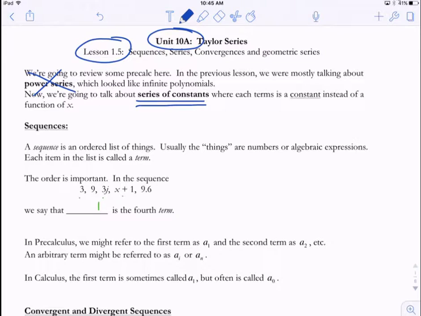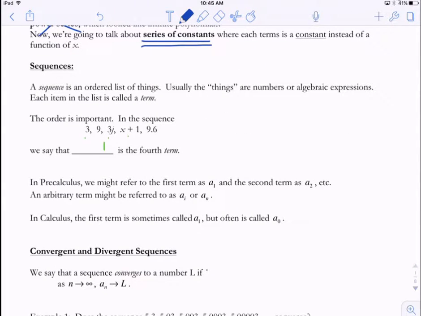So we'll start with sequences. A sequence is pretty straightforward. A sequence is just a list of things in order. They're usually numbers or something mathy, although they don't have to be. Everything is called a term. So, for example, this sequence has 1, 2, 3, 4, 5 terms in it, and the fourth term is x plus 1.